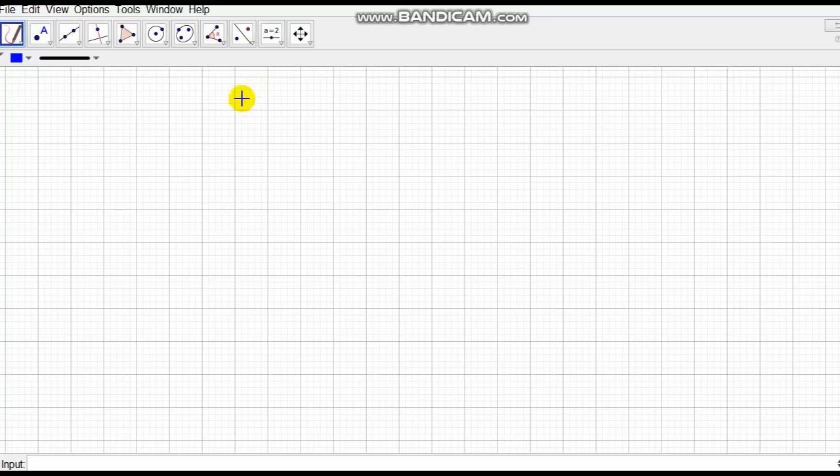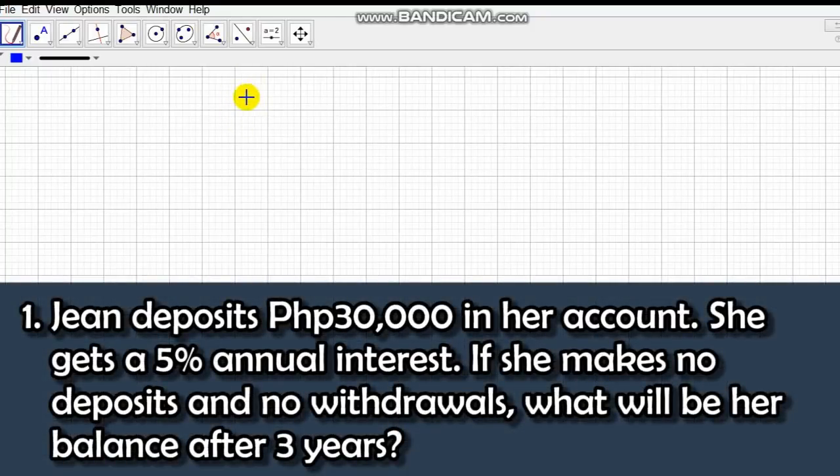So let's have an example. Let's have this word problem. Jean deposits 30,000 pesos in her account. She gets a 5% annual interest. If she makes no deposits and no withdrawals, what will be her balance after 3 years?